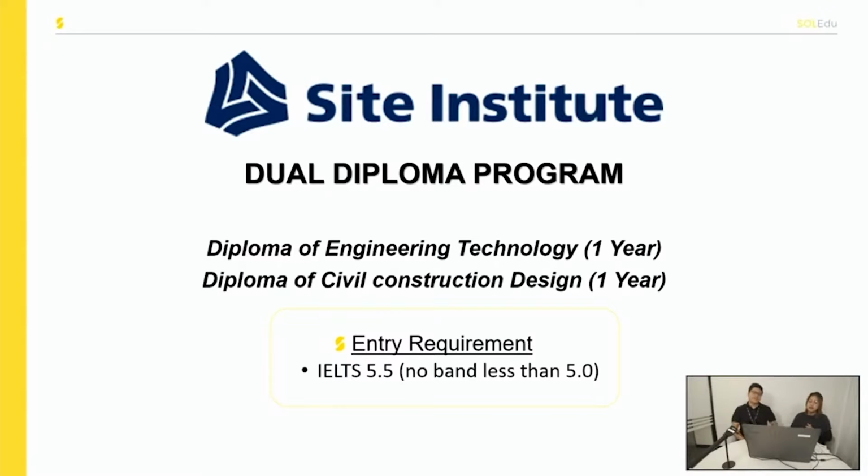This one is a dual diploma. The same, a dual diploma combines 2 degrees in one program as well. The first one you are going to study is Diploma of Engineering Technology, 1 year. And the other year is going to be Diploma of Civil Construction Design. Right, so the entry requirement is still the same. It's IELTS 5.5 and no band less than 5.